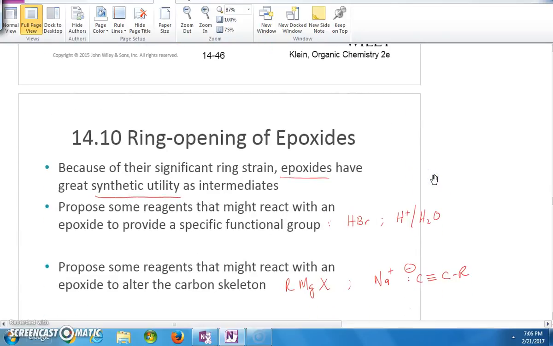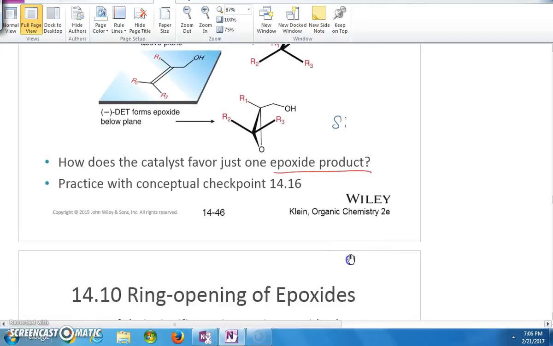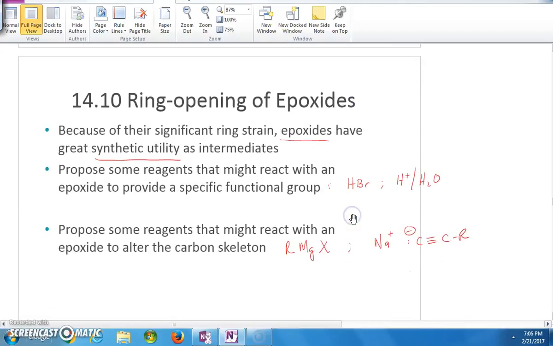Now, you can see how the top face, the re face, if you want the epoxide to come from the top, you have to use DET positive. If you want it to come from the bottom, the si face, you use negative DET. But remember, it only works for allylic alcohols.